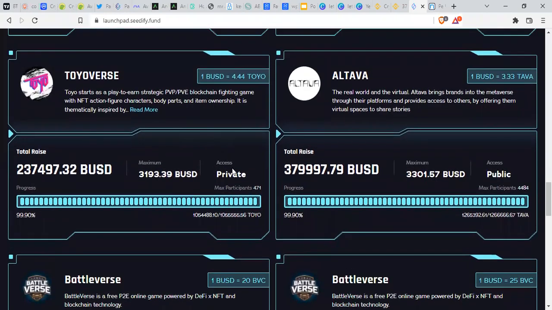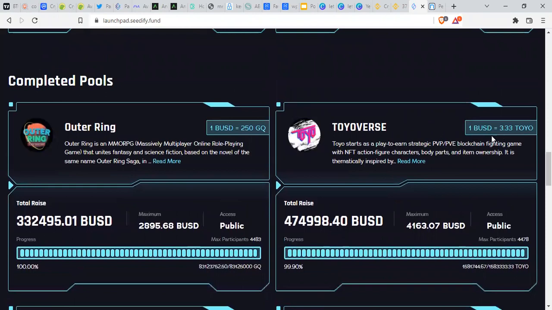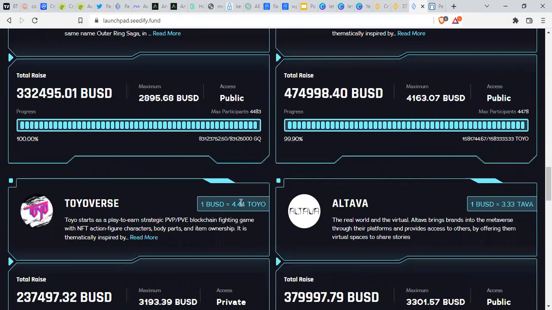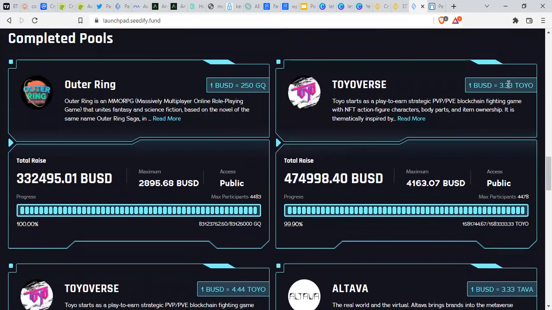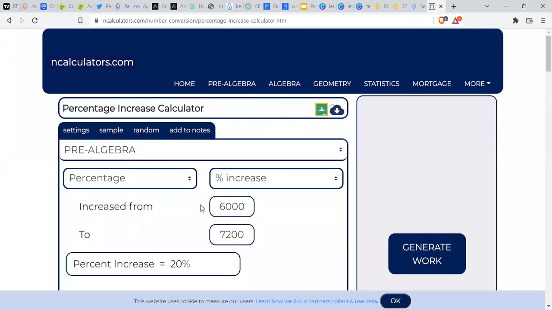So here is the private. It was sold at 4.4. We're going to be looking at 3.3. The difference between 3.3 and 4.4 is what we are going to look at. From this, one BUSD is going to give you 3.3. Here, one BUSD was giving you 4.4. So we are going to check the increase. We are going to calculate the difference between 3.3 and 4.4, the percentage increase.